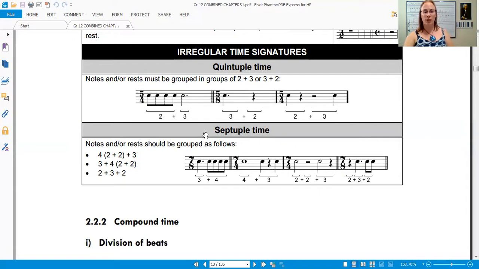And then if we look at septuple time, the main thing is 3 and 4. We split into 3 beats plus 4 beats, or vice versa. What we can also do is subdivide the 4 into 2 plus 2, like you can see there. So I've got a note, and then a rest, and then I've got my 3, and then there I have 2 plus 3 plus 2. And that is as simple as your irregular simple time signatures are. And that's all from me when it gets to simple time signatures and the grouping of notes and rests in them.